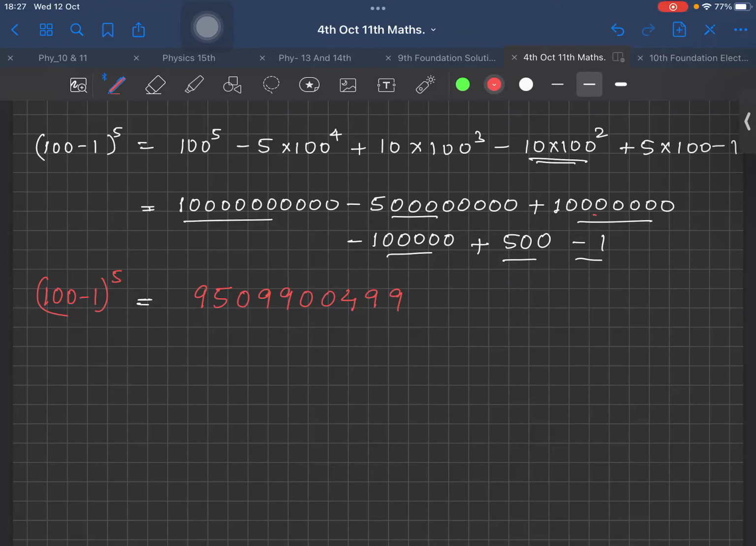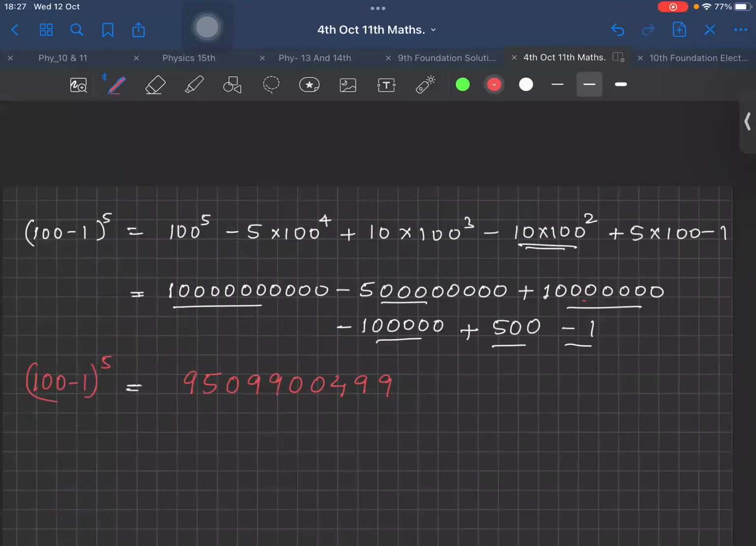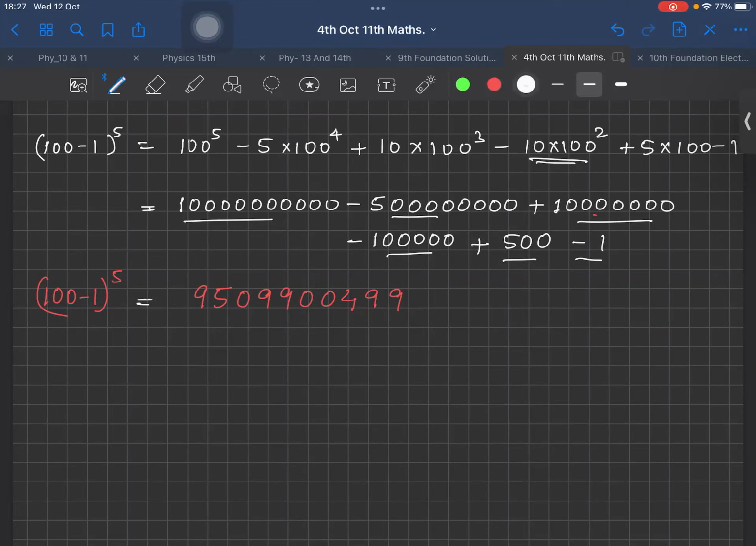95099004999. So this is how you have to do this using binomial theorem. It's just the calculation at the end. You can do the calculation. It's not that tough. You can do it on pen and paper also.